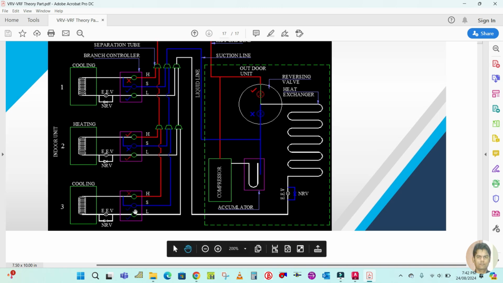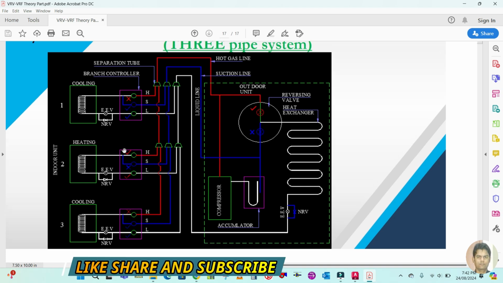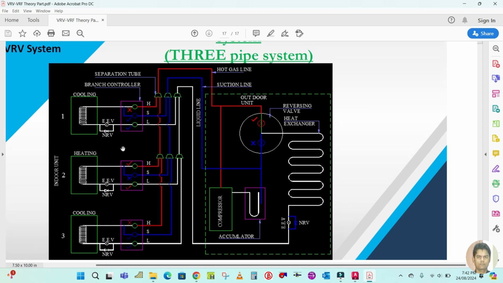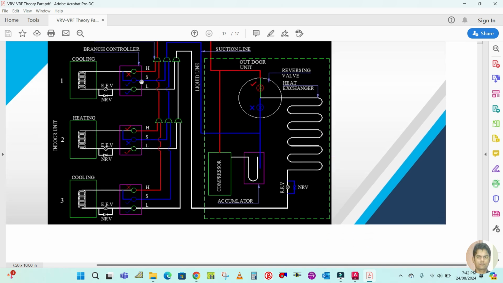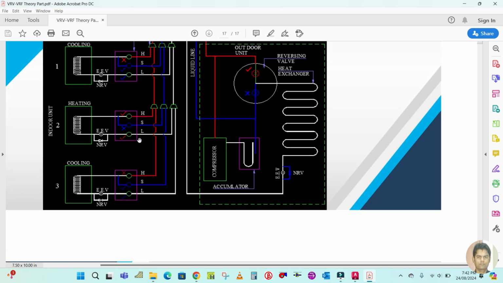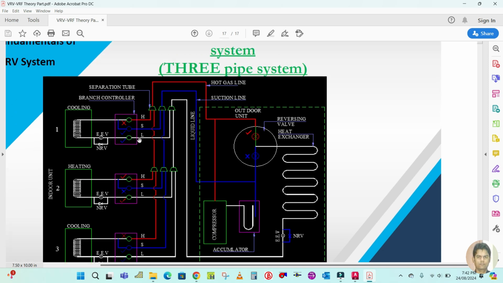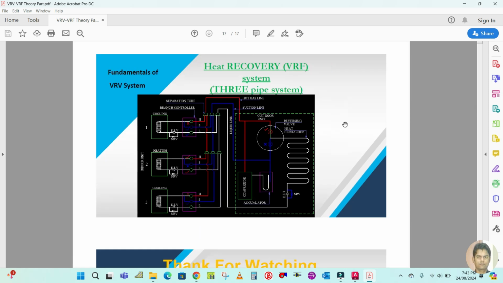Here you can see the 3 pipes, which are liquid, suction and heat pipe. This is a branch controller, and the branch controller is controlling. If it is running in cooling mode, these two branches will be activated, the liquid and suction. If it is running in heating mode, the liquid and heat pipes are activated, and this will be off. So this is how a VRF system looks.